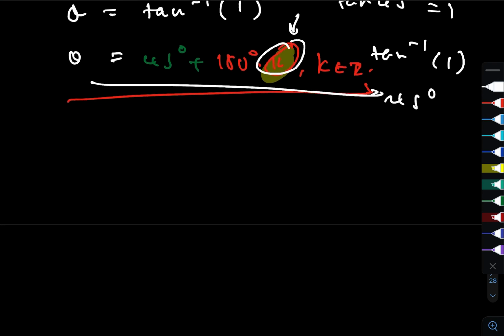Right. How can you determine the general solution for cosine of theta plus 10 degrees equals 0?